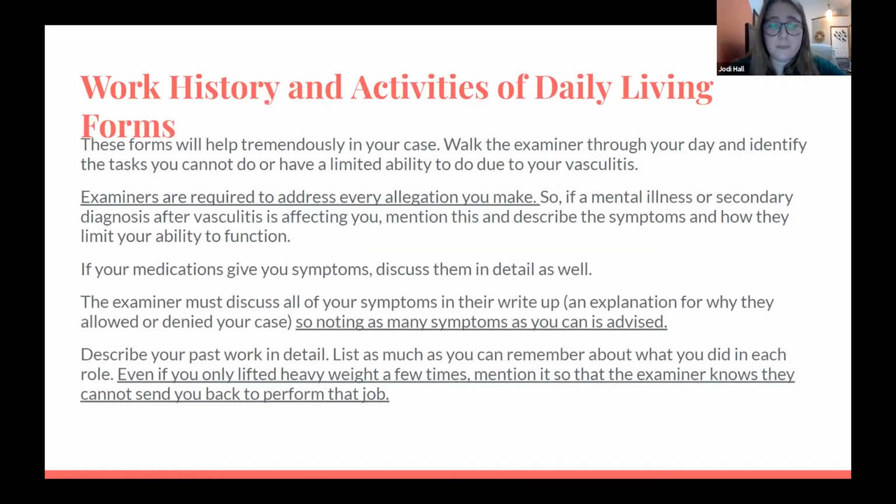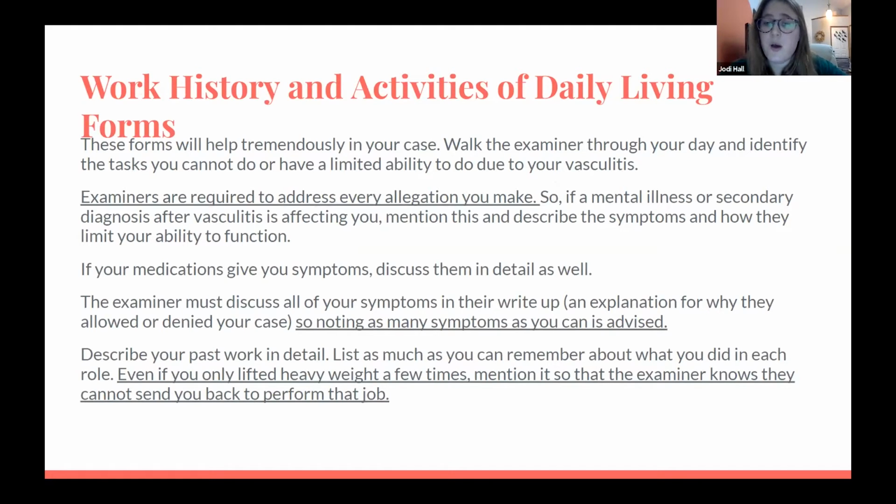So again, just some helpful things to know. Examiners are required to address every allegation you make. So if your prednisone gives you racing thoughts and it makes you agitated, you mention that, because I need to take that seriously. And if, like I said before, you have anxiety or depression, absolutely mention that as well.